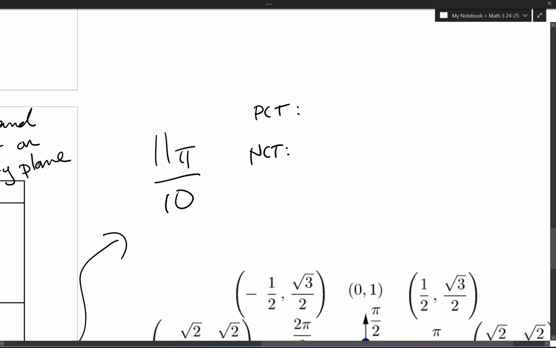Well, what is 360? It's 2 pi radians. So I just got to do the same thing. 11 pi over 10, and I'm going to add 2 pi, aka 360 degrees, just like I did. It's the same problem, just in different units.